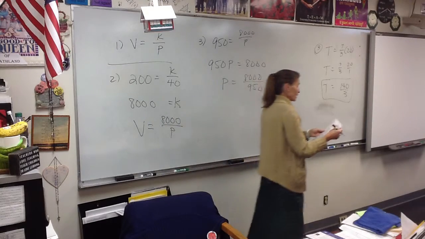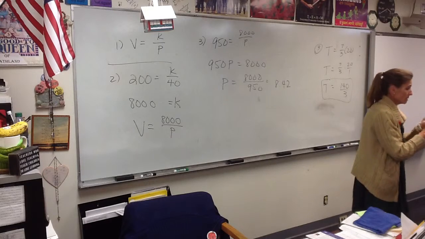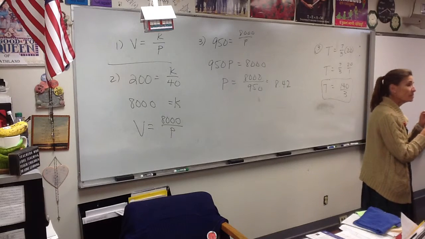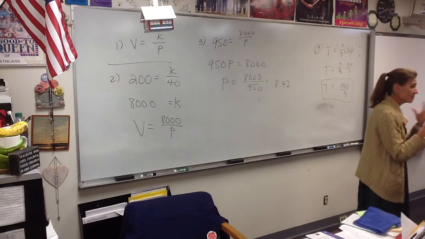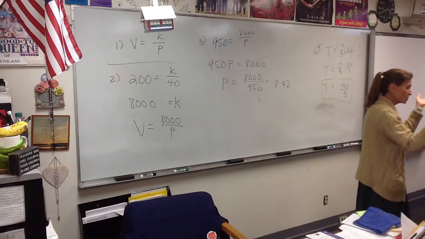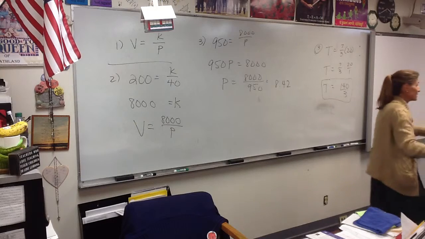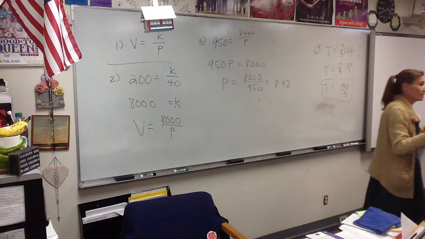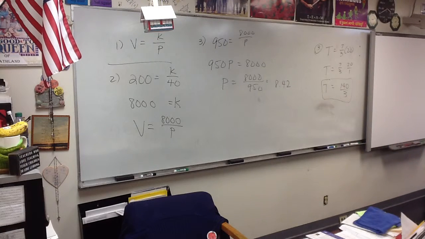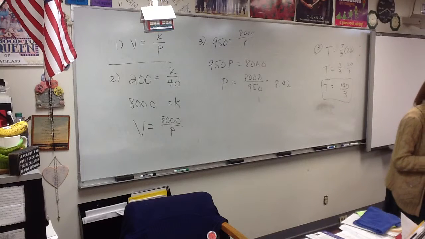All right, quick recap. How do you know, if they don't say inverse or direct variation, how can you tell? In direct variation, what happens to your variables? They both go up or they both go down. They're moving in the same direction. Okay? Length of your foot, shoe size. Direct or inverse variation? Direct. The longer your foot, the bigger your shoe size, right?